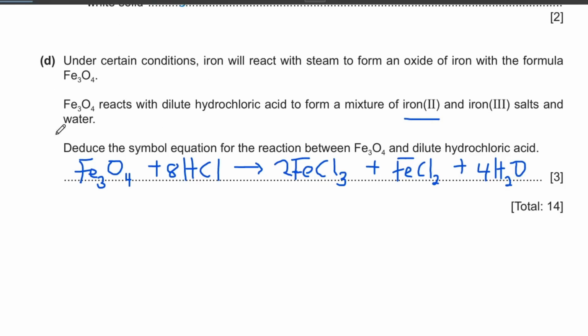So just follow the question. The reactants are given to you, this and this, and the products are also given to you, which are iron 2, iron 3 salt, and water. Look at it: iron 3, iron 2, and then water. And then the last step is to balance your equation, and that is all.